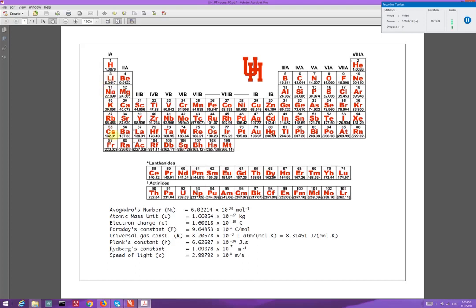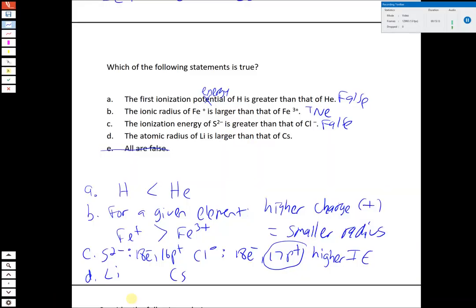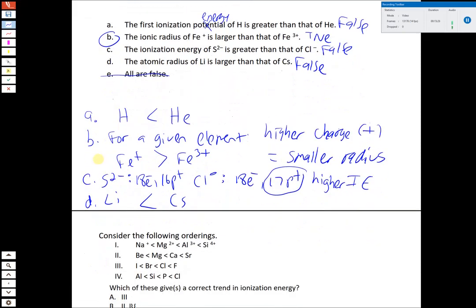Remember, as we go to higher period numbers or higher values of n, the principal quantum number, the radius tends to get larger. So cesium has a larger radius than lithium by quite a bit. Choice D says that the atomic radius of lithium is larger, so that one is also false. All right, so only one true statement, which is letter B in this case.